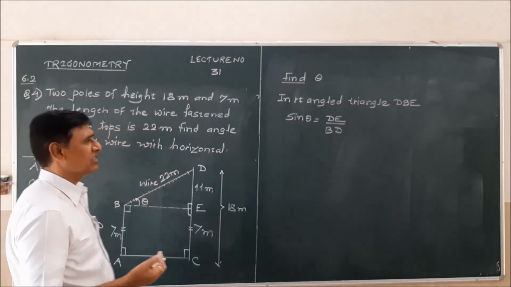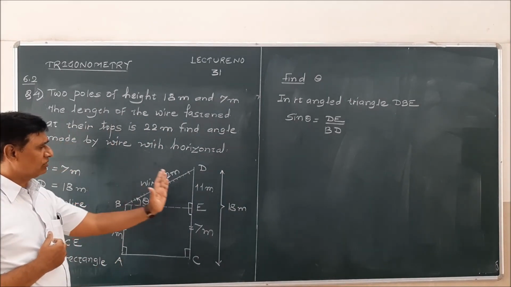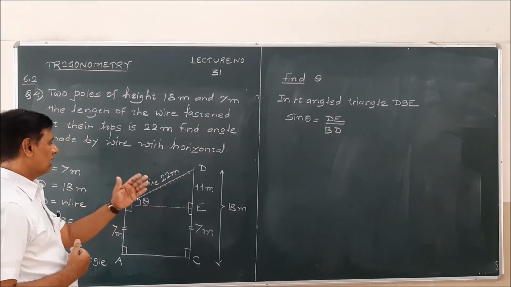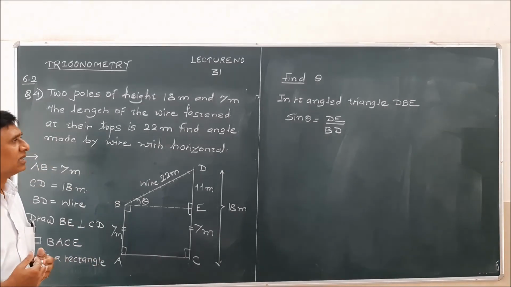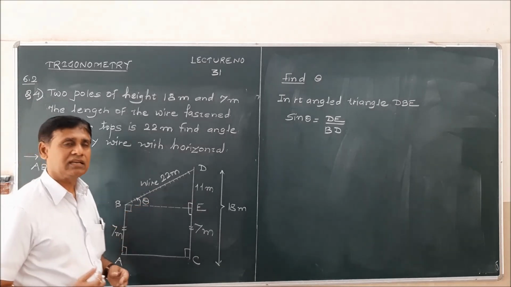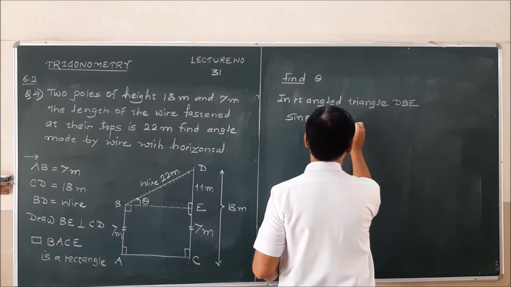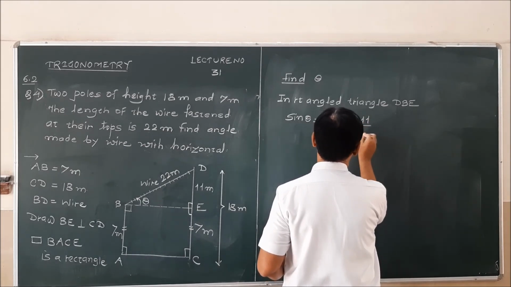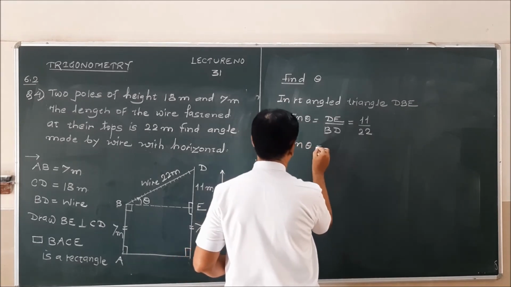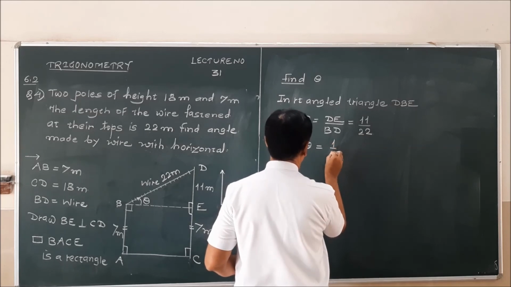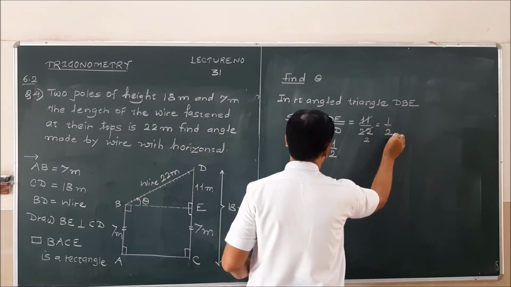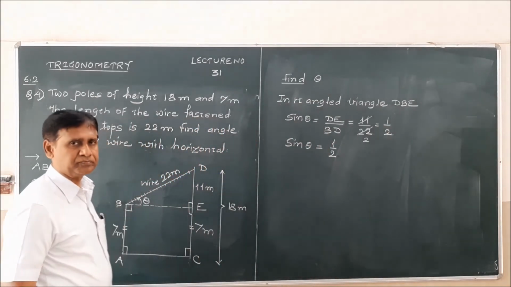Why have I chosen sine angle? Because we know hypotenuse and we know opposite side. Therefore, we find sine theta is equal to DE upon BD. But what is the value of DE? DE is 11. So 11 upon 22. Therefore, sine theta is equal to 1 upon 2. Sine theta is 1 upon 2.